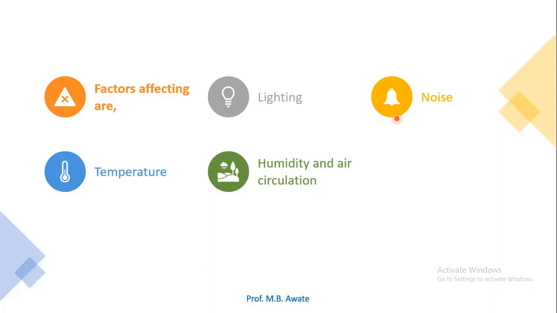Next is the temperature. Suppose the temperature is too high. What will happen? Due to that the worker will not feel comfortable while working, so he will not be able to give his best, and due to that the production rate will get reduced.